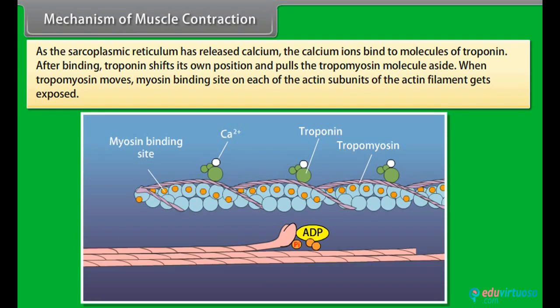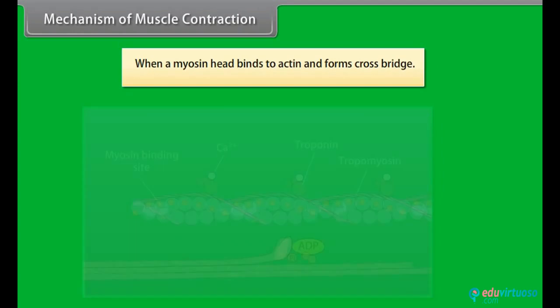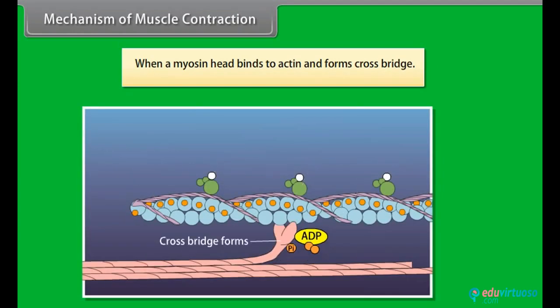After binding, troponin shifts its own position and pulls the tropomyosin molecule aside. When tropomyosin moves, the myosin binding site on each of the actin subunits of the actin filament gets exposed. Then a myosin head binds to actin and forms a cross bridge.